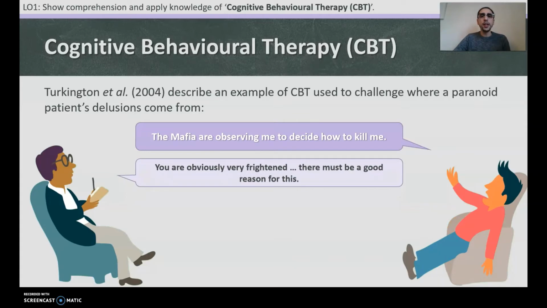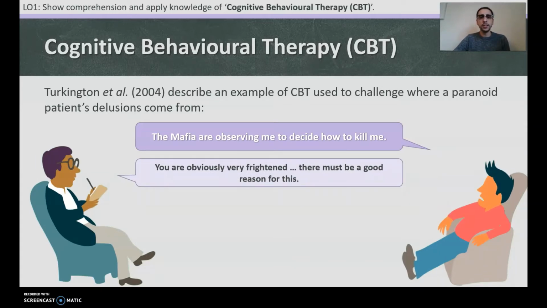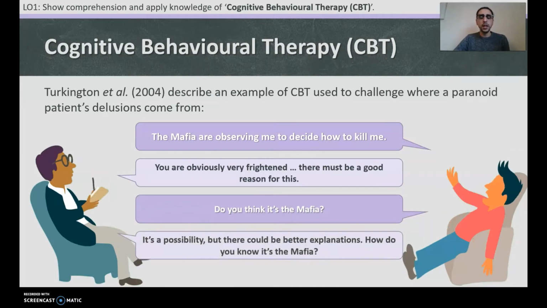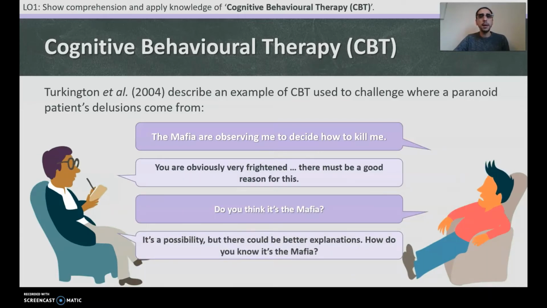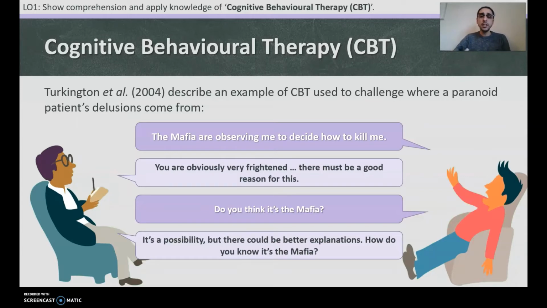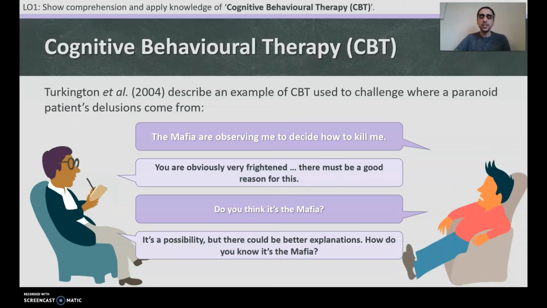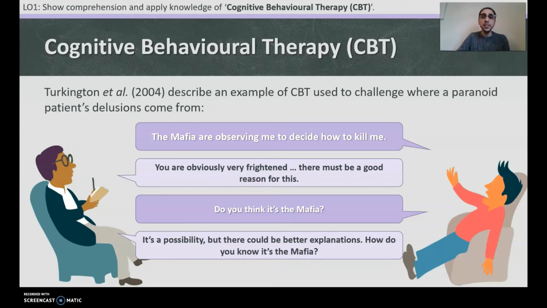You are obviously very frightened. There must be a good reason for this, says the therapist. Do you think it's the mafia? It's a possibility, but there could be a better explanation. How do you know it's the mafia? It's about challenging. What makes you think it's the mafia? What makes you think someone's trying to kill you? In the majority of cases, nobody is obviously trying to kill them. This is a result of their hallucinations and their delusions.